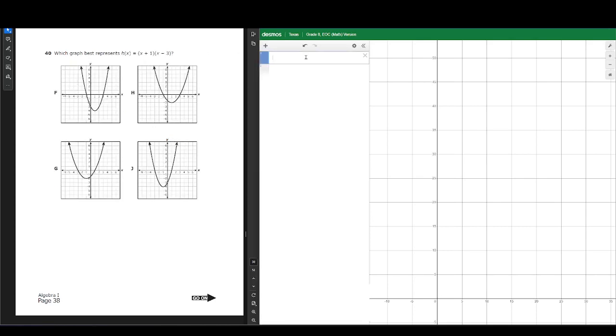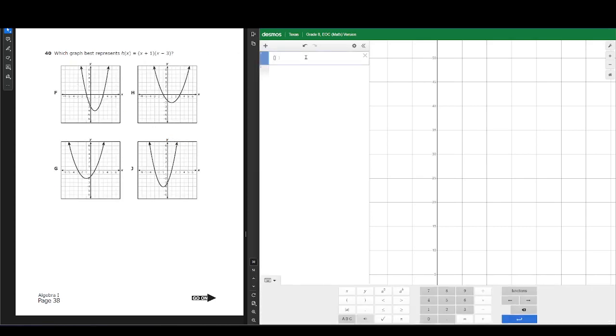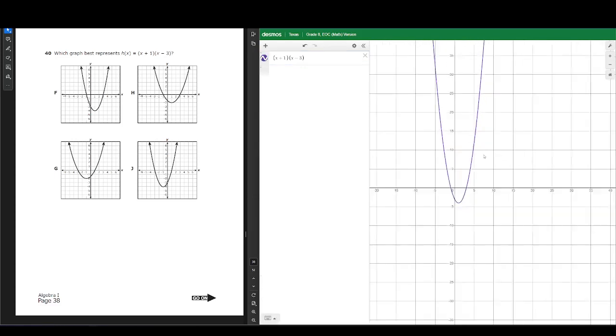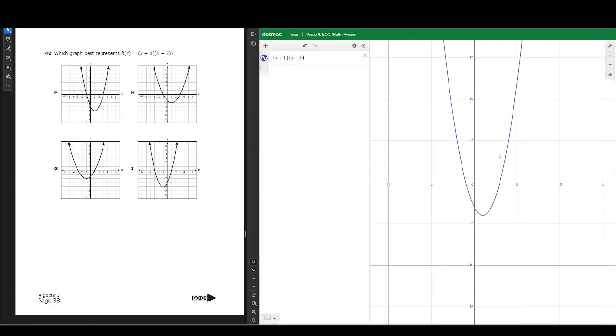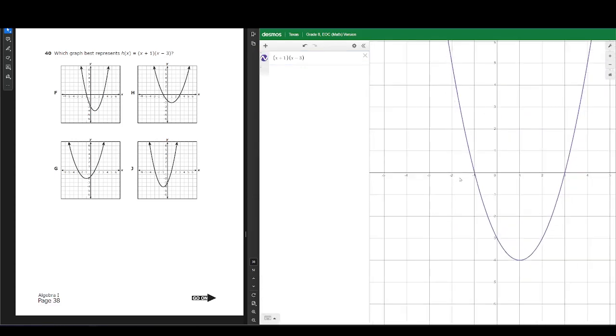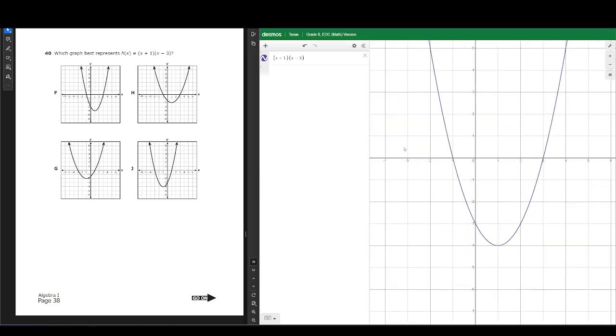Which graph represents this? Well, we can just graph it. We can even graph it in factored form. We don't even have to multiply those together. We just graph it like that. We can zoom in here, and we've got... Let's zoom into 1. Okay, so we got the same scale going on.